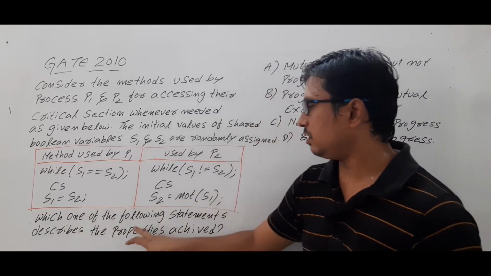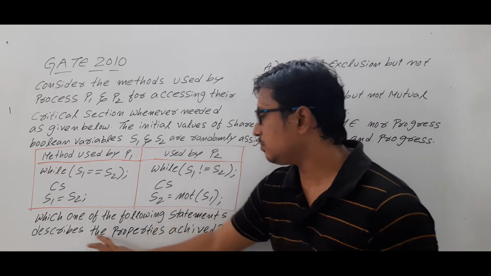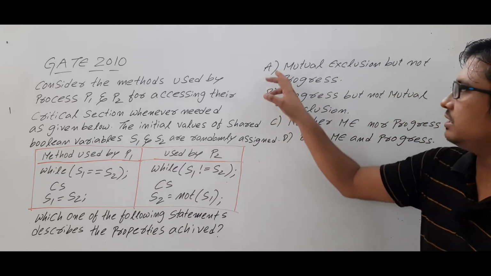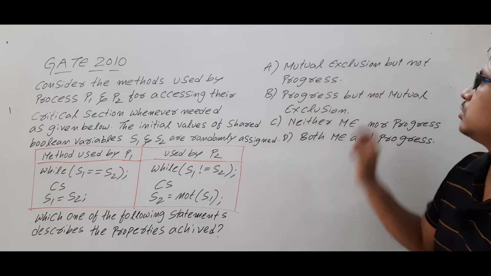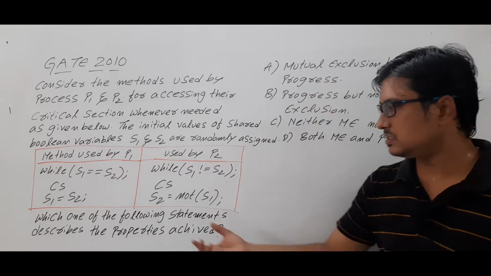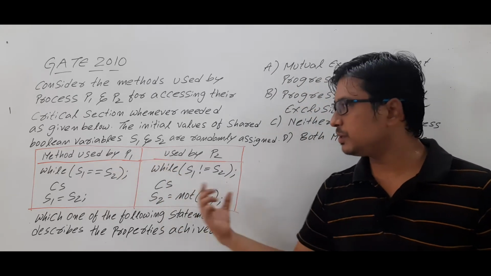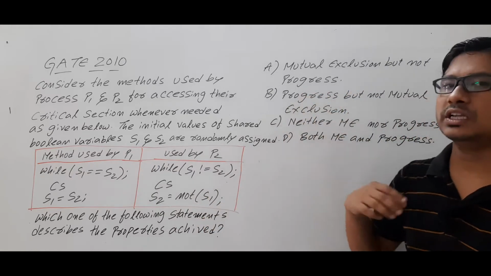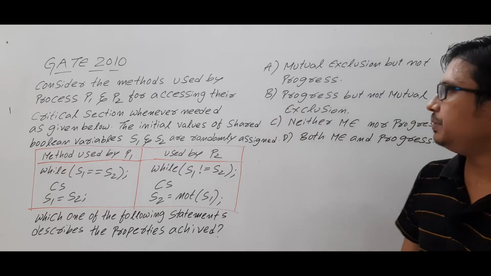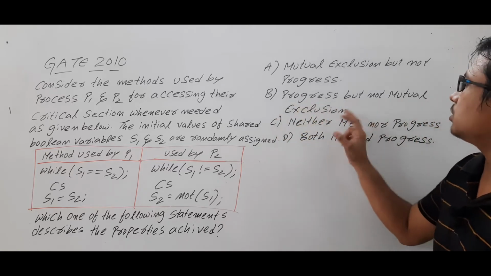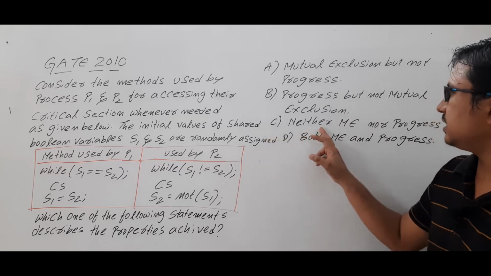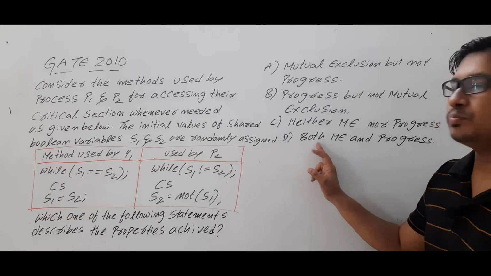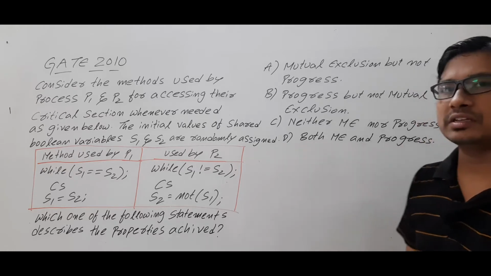Which one of the following statements describes the properties achieved? Okay, look at the four options they are giving. Statement A says mutual exclusion but not progress, meaning that the method used by the process P1 and process P2 achieves the mutual exclusion but does not achieve the progress. Look at B, they are saying progress but not mutual exclusion. C, they are saying neither mutual exclusion nor progress. Option D, they are saying both mutual exclusion and progress can be achieved.